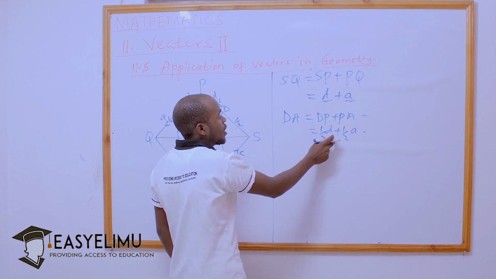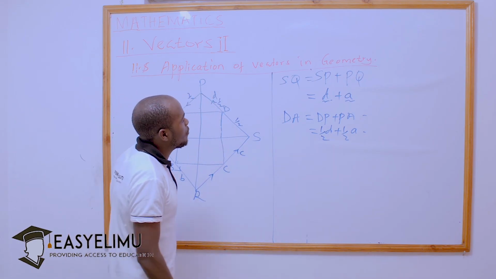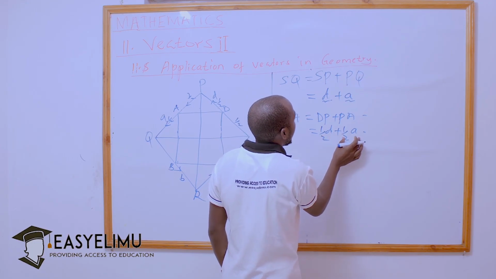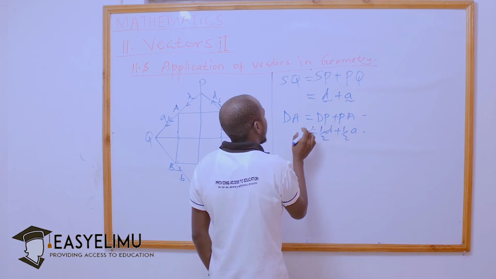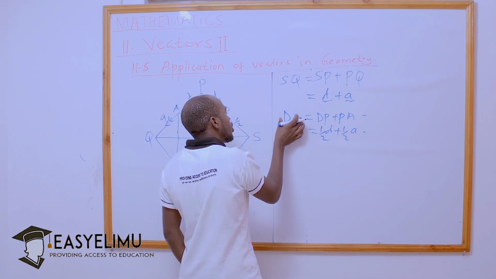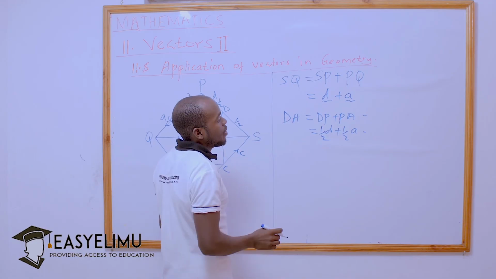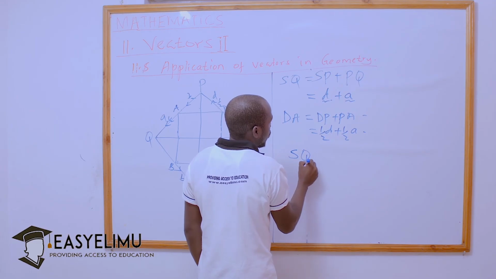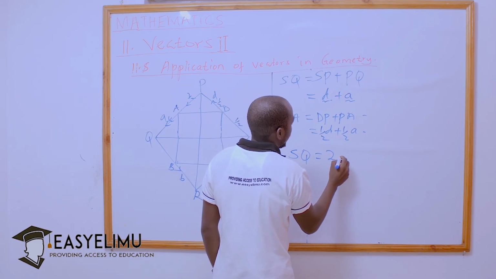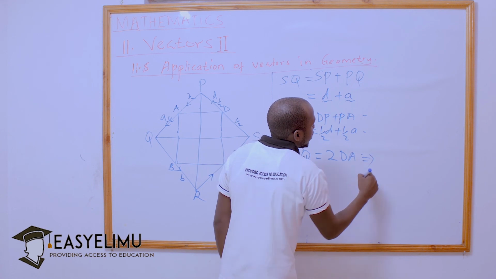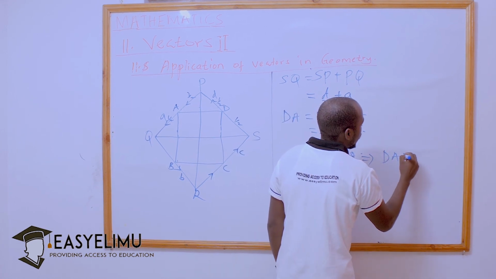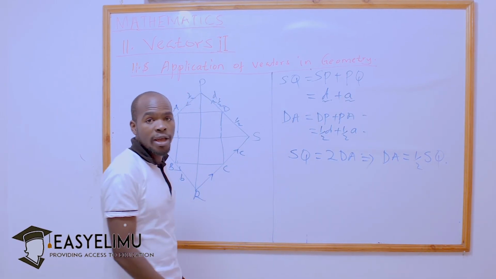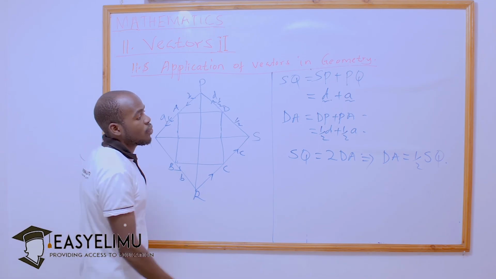So we have found this one is a half D plus a half A. So you can view the relationship between a half D plus a half A with D plus A, I mean the relationship between DA and SQ, you will find out that they are a half of each other. So you can find that SQ is equal to 2 of DA, such that it implies that DA is equivalent to a half of SQ. That is what we found by working. That is what it has shown us.